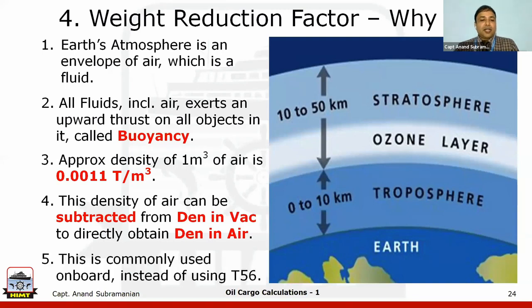This is very commonly done on board. On board, we very, very rarely use this table 56. We directly just subtract 0.0011 from whatever density is given, and then we get our density in air. The density in air multiplied by the standard volume will give us the mass.